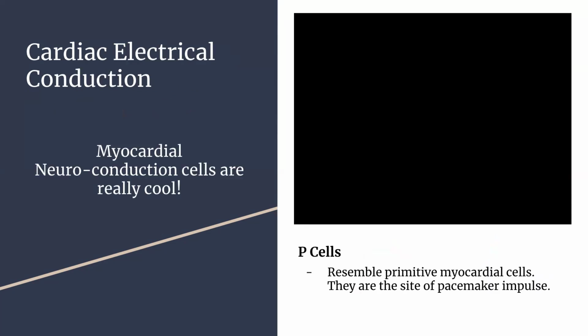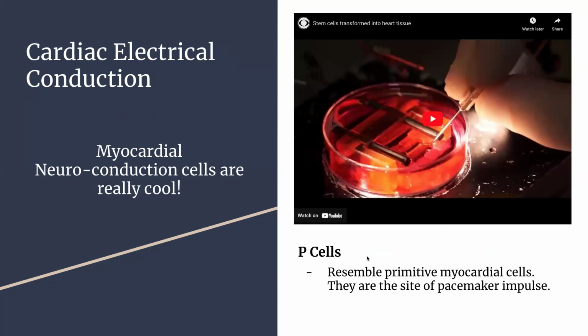So I want to talk about the cardiac tissue itself, the myocardium, right? When we talk about myocardium, we're talking about the heart muscle. Myo is muscle and cardium is heart. The heart muscle is really cool. The heart muscle has what are called P cells. We often call these pacemaker cells, but they essentially are like a primitive myocardial cell, and they're the site of a pacemaker impulse. So in your heart, there are these P cells that have the ability to set a pace.